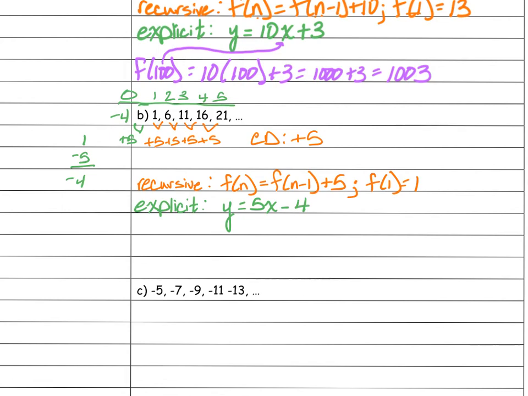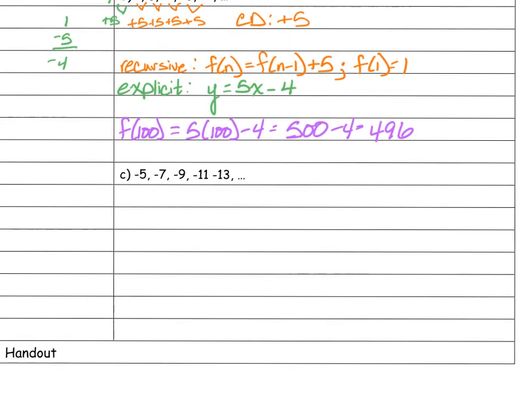And then I want to find f of, I'm still in the same thing, so f of 100 is going to be 5 times 100 minus 4, just 500 minus 4, which is 496. Good job. Okay, we're going to do one more, and then you guys are going to practice, okay?